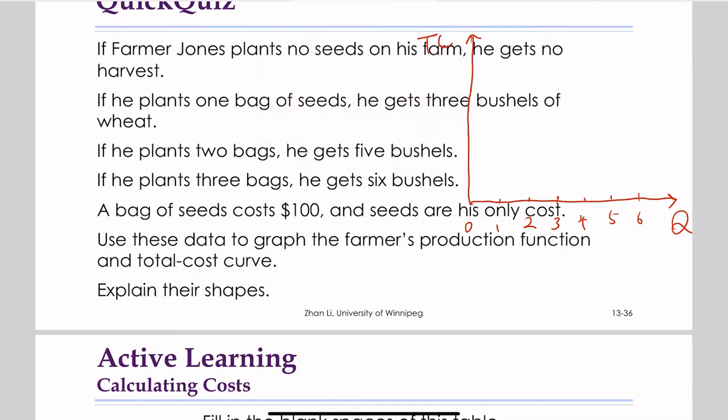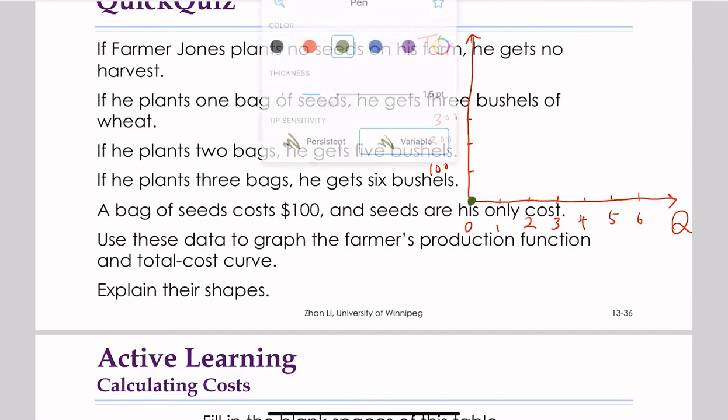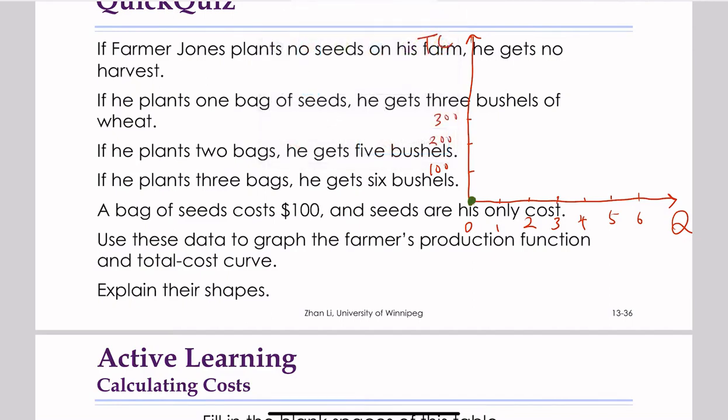Okay, maybe first let me write some numbers here, right? 100, 200, 300. Okay, so the first dot is given by this, and then the second case is he would get 3 bushels of wheat. In this case, he needs to plant 1 bag of seeds, and each bag of seeds costs $100. So we get a dot here.